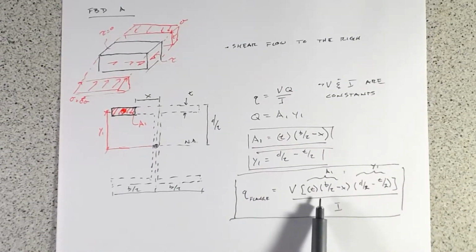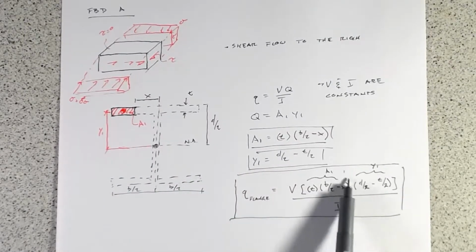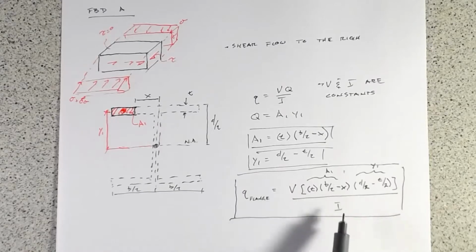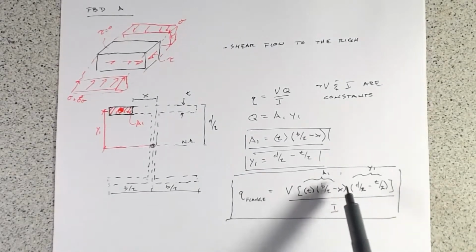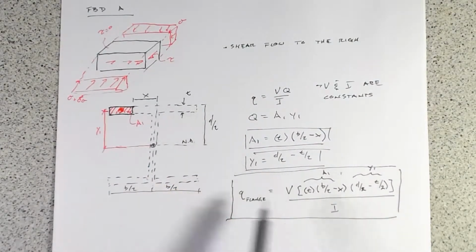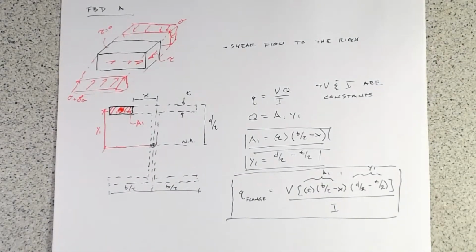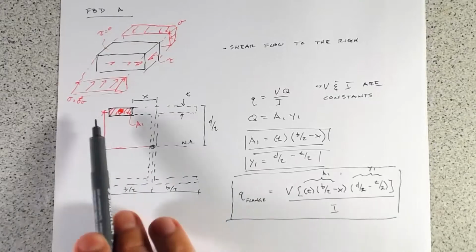And what's interesting here is that as we move along the flange, our shear flow, the only variable which changes is this variable x. Everything else here is a constant. V is a constant, I is a constant, moment of inertia is constant. The thickness, the width, the depth of the section, all constant. The only thing which is changing is where we're taking this cut relative to the center line. And what you'll see is it only varies by a factor of x. And so it's going to vary linearly.